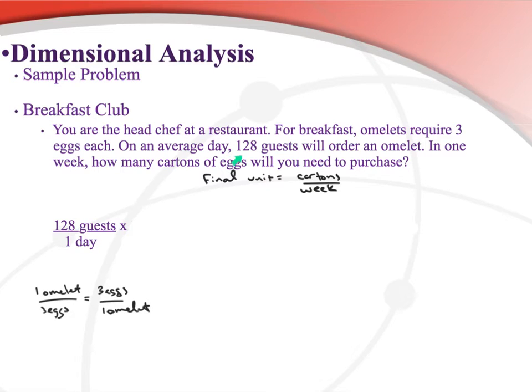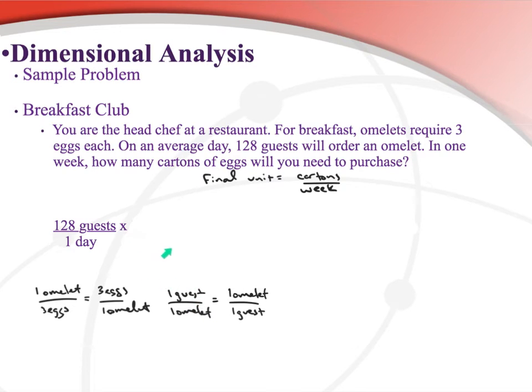On an average day, 128 guests will order an omelet. So we've got this. However, there's kind of a small one missing here. We would say that one guest is the same as one omelet because that's how many each of them would order. And even though it's a 1/1 ratio, it's important to do this so that we can cancel units. I got to get rid of this guest and start working my way towards cartons. So we're going to write down this unit.